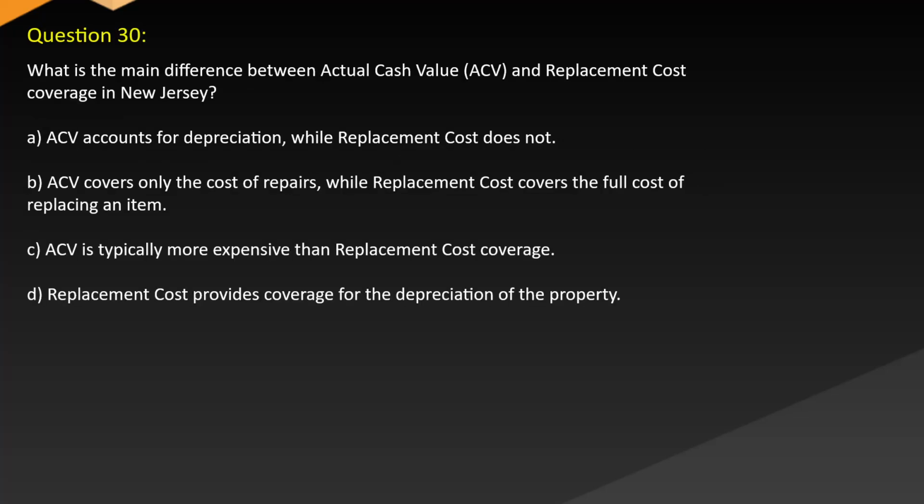Question 30. What is the main difference between actual cash value (ACV) and replacement cost coverage in New Jersey? A. ACV accounts for depreciation, while replacement cost does not. B. ACV covers only the cost of repairs, while replacement cost covers the full cost of replacing an item. C. ACV is typically more expensive than replacement cost coverage. D. Replacement cost provides coverage for the depreciation of the property.